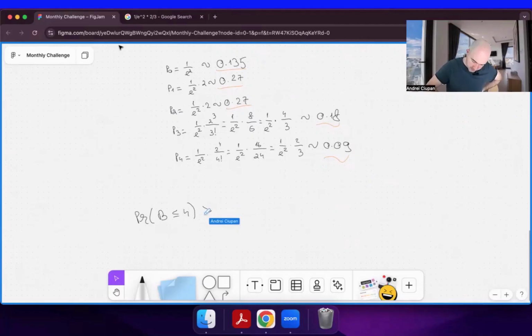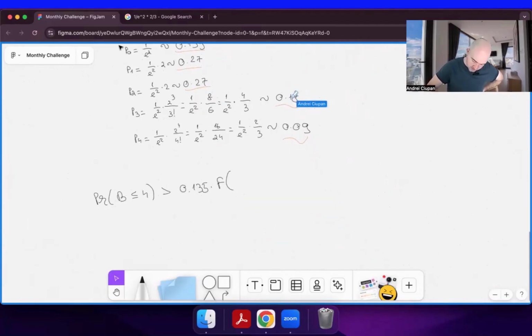I'm going to write 0.135 times f of 2 over square root of 2. 2 over square root of 2 is actually just square root of 2, but we're going to do that next. Plus 0.27 times f of 1 over square root of 2, okay?